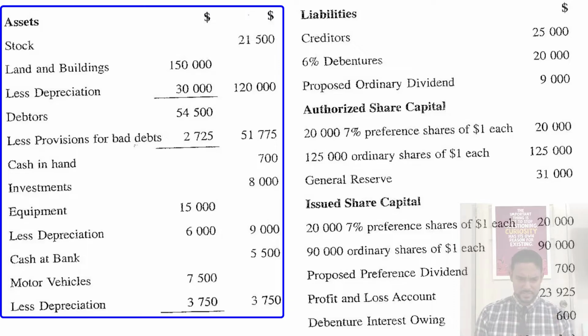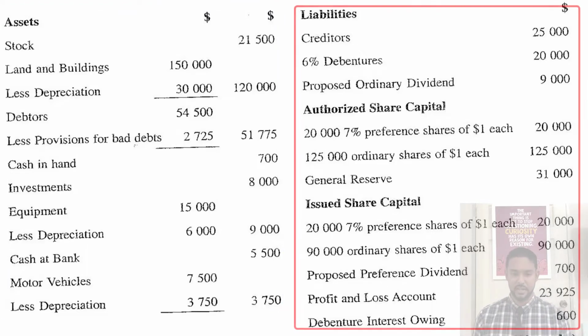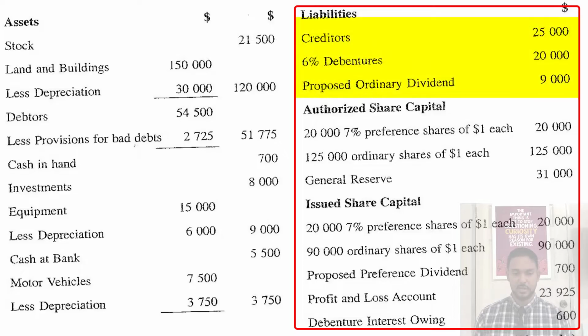Now, everything there is an asset. Let's take a look on the right-hand side. Liabilities. Creditors, fine. 6% debentures, no problem. Proposed ordinary dividend. Okay, so the directors declared the dividend. They haven't yet paid it. I'm fine with that being there, but once again, there's no classification, current or non-current. So we need to go and fix that.